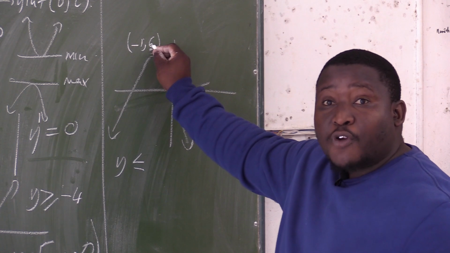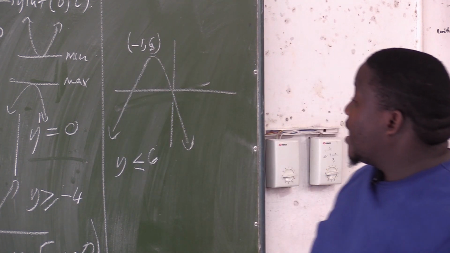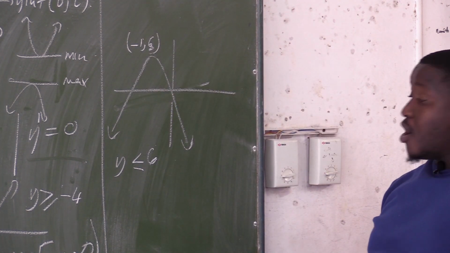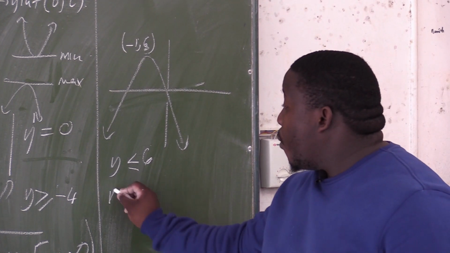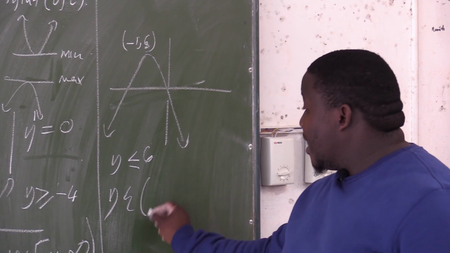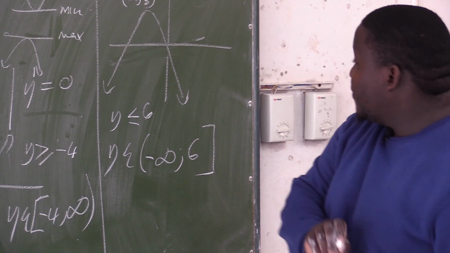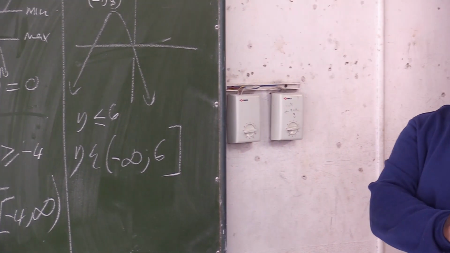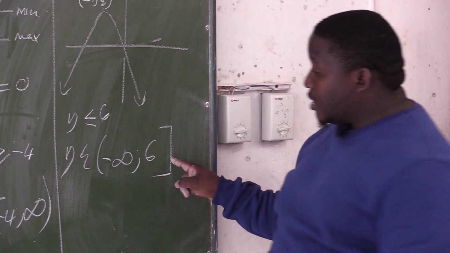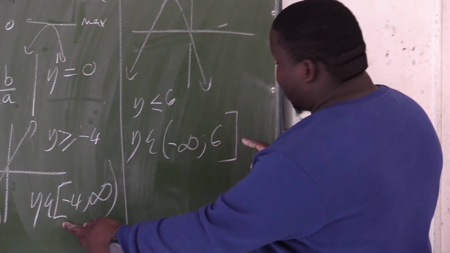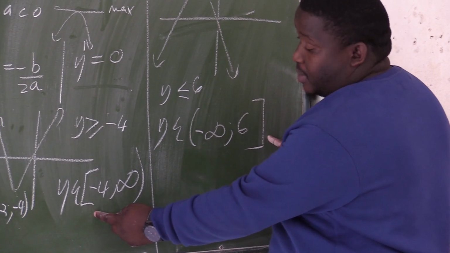Remember the range, you focus on the y values. y is less than or equal to 6. Or in that notation, you say y is an element of... Now this one will say negative infinity, then you have 6, then you have the brackets there. As long as you understand this one, you must understand the meaning of these two brackets.